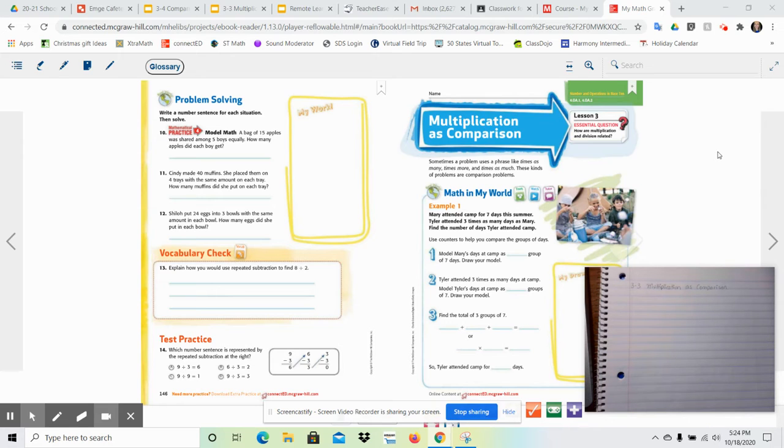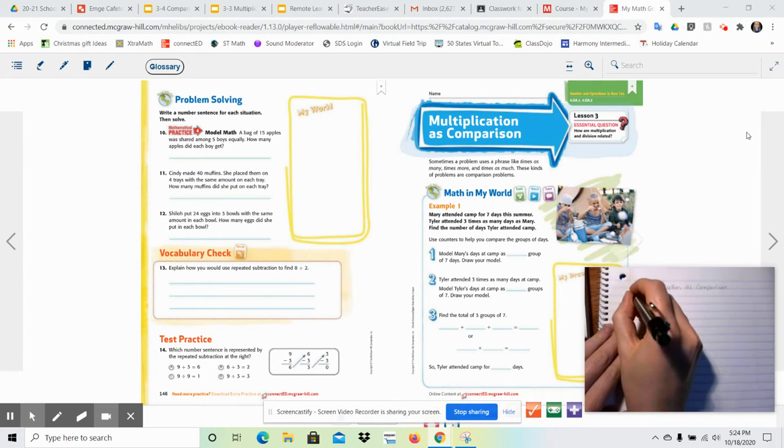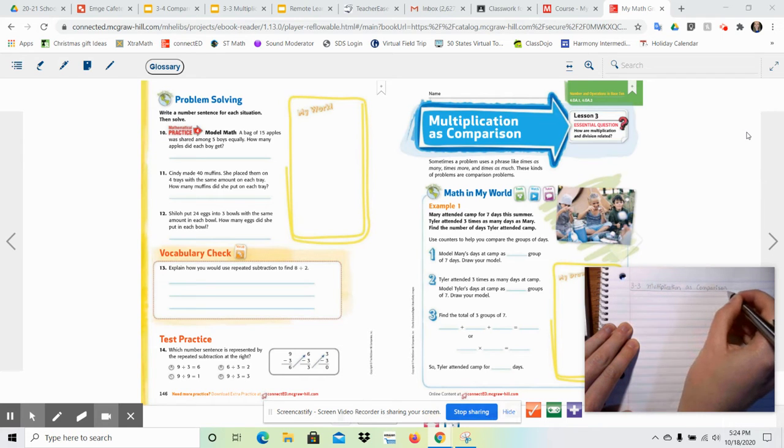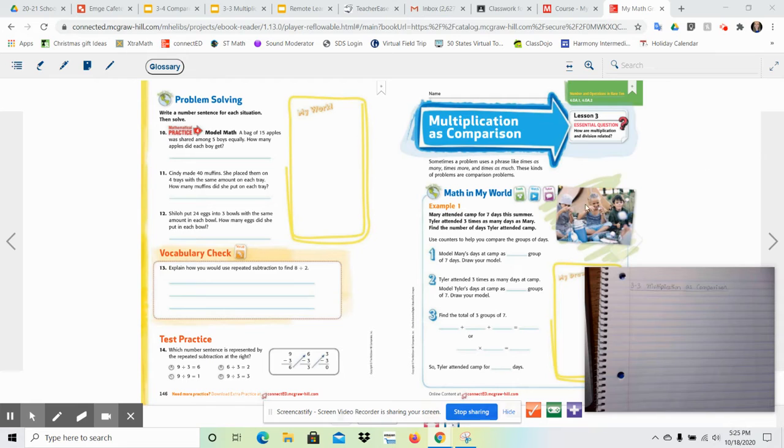So you can see my picture down here today. I have your notes. So 3-3 multiplication as comparison is the title of today's lesson. So let's go ahead and start our notes and start our lesson. I thought this lesson would be best utilized with your book, so you can also follow along in your book if you would like and write some things down there. Whatever helps you most with this lesson, go for it.